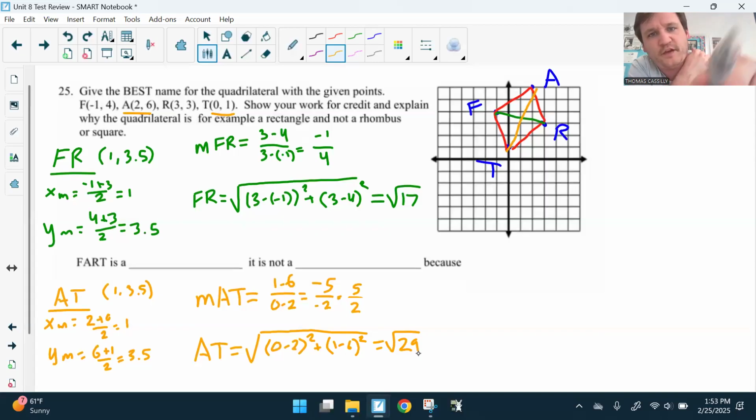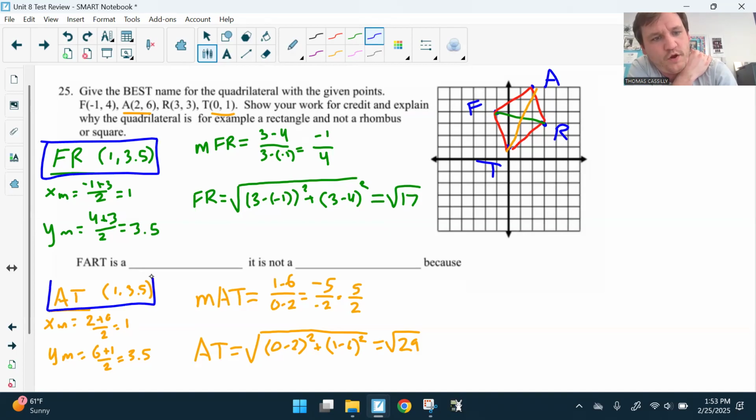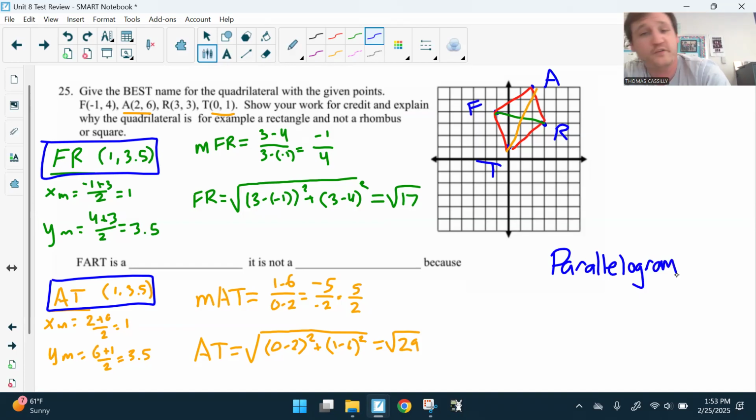So the first thing I'm going to look at are the midpoints. The midpoint is 1 comma 3.5 on both of these shapes. So that tells me the diagonals bisect one another, so that tells me it is at least a parallelogram. So that's a possibility. We've eliminated a kite, a trapezoid, and an isosceles trapezoid. Now we just have to eliminate the other ones.